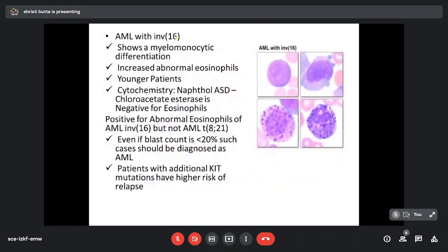How about AML with inversion 16? It has a lot of eosinophils. Okay, so increased abnormal eosinophils. Why do I call them abnormal? This is because eosinophils are normally negative for chloroacetate esterase. Okay, however, abnormal eosinophils of AML inversion 16, okay, are positive for chloroacetate esterase. So these cases are also diagnosed as AML even though the blast count is less than 20%. Patients with additional KIT mutations in such cases have a higher risk of relapse.